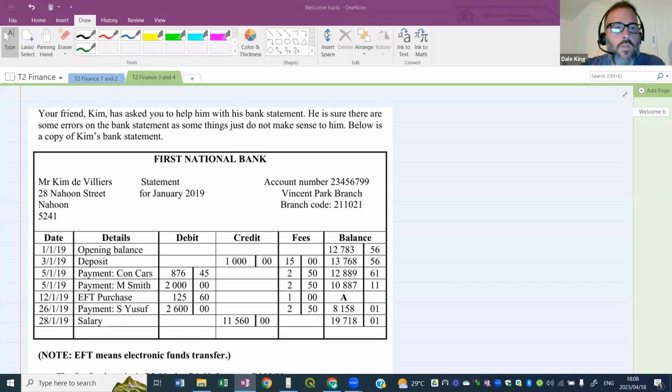All right, so it says your friend Kim, and it says him. So Kim is a him. He is sure there are some errors in the bank statement, as some things do not make sense to him. Below is a copy of his bank statement. So let's have a look.